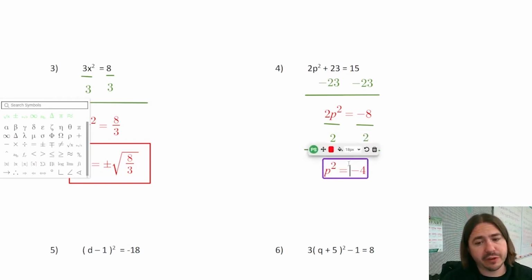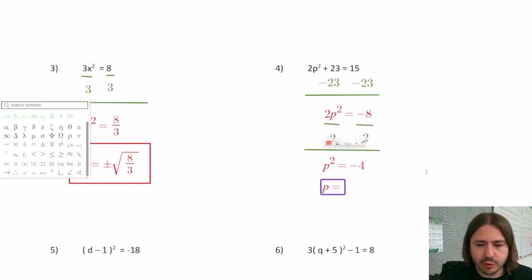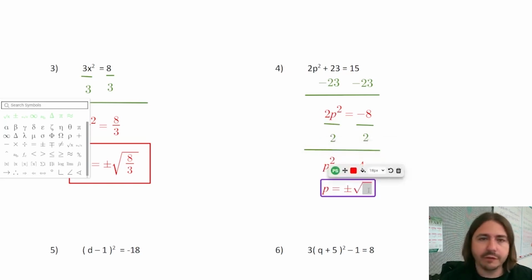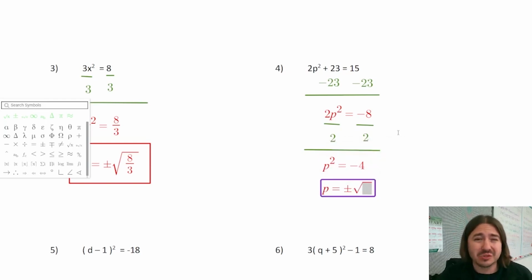And take the square root of both sides, but as you can imagine, something kind of weird happens here, because there is no real number who, if you square it, will equal -4. If you square a positive number, you get a positive number. If you square a negative number, it'll also be positive, which is why we have the plus or minus to begin with. But what is the square root of -4?